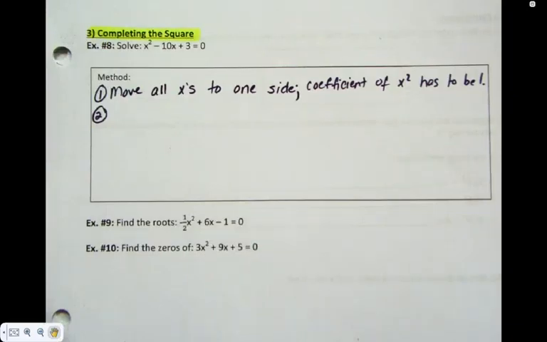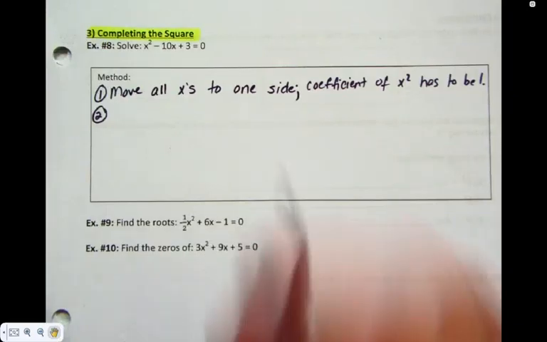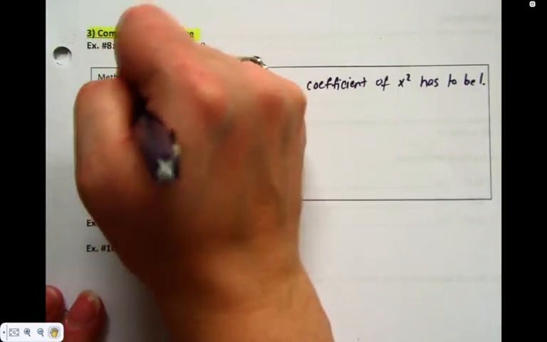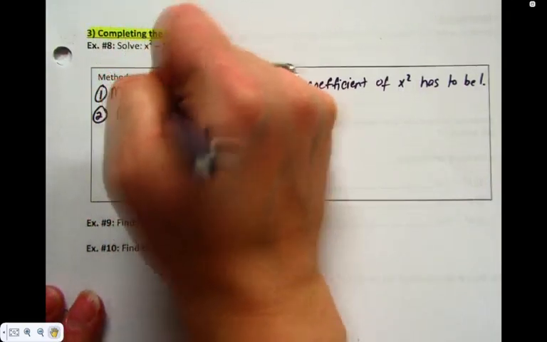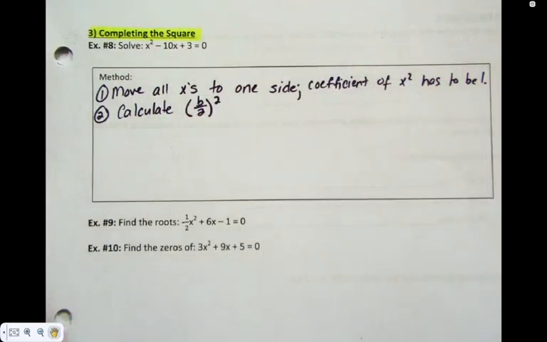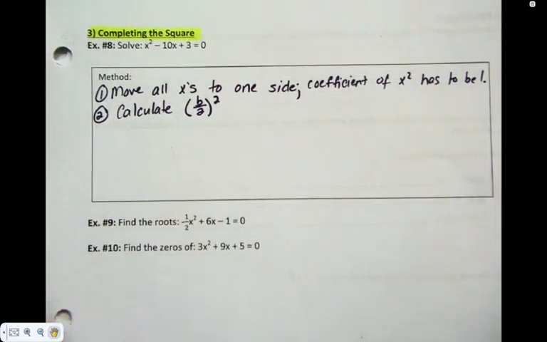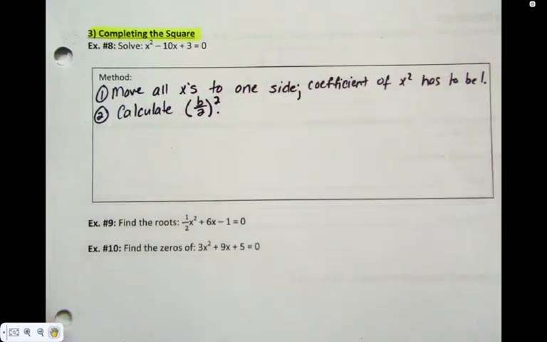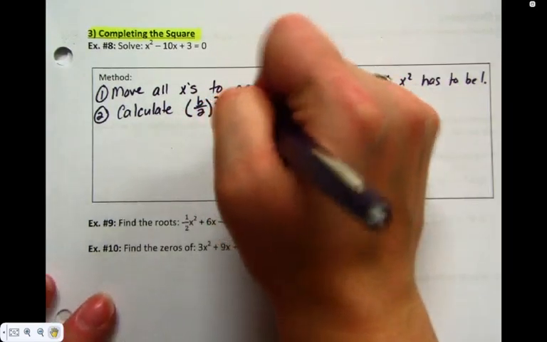This next step is going to seem weird. Just go with it till I show you the example. Calculate b divided by 2 squared. Add this value to both sides.